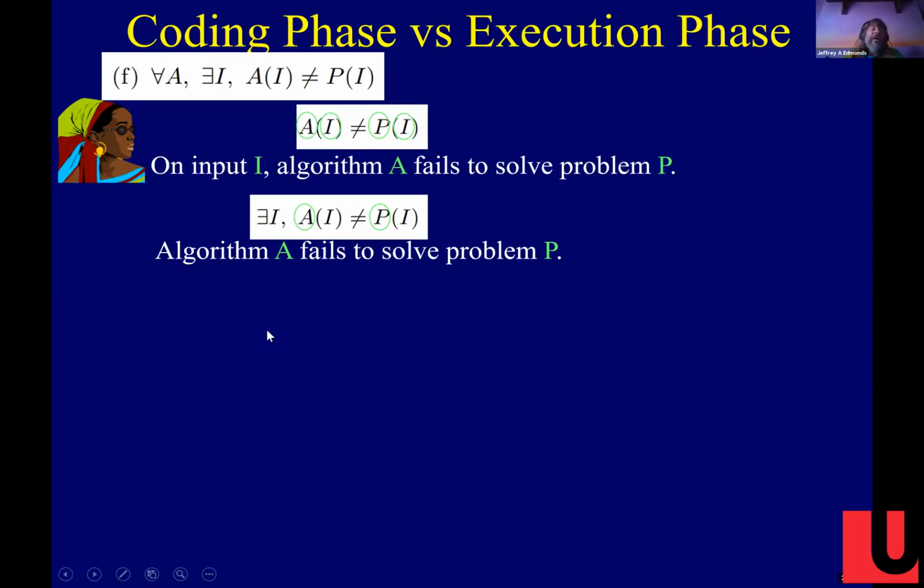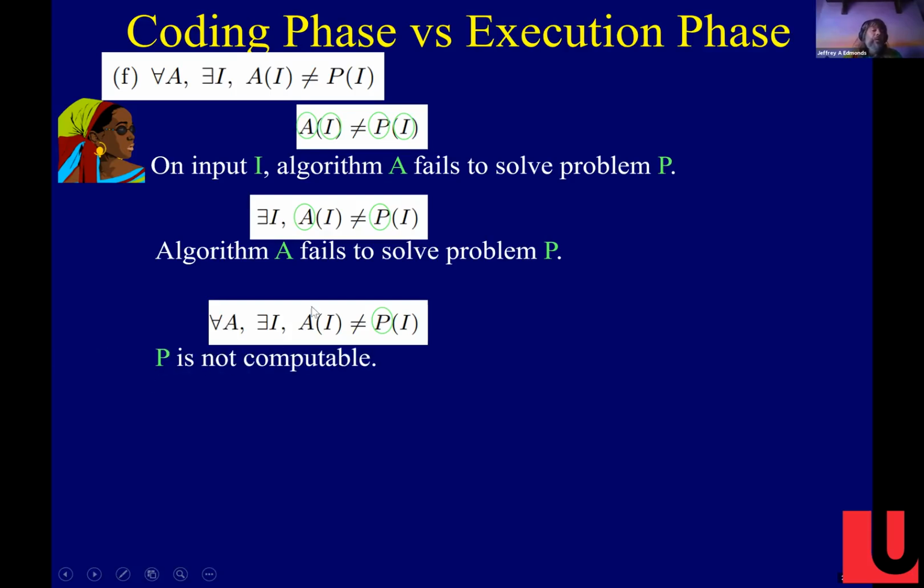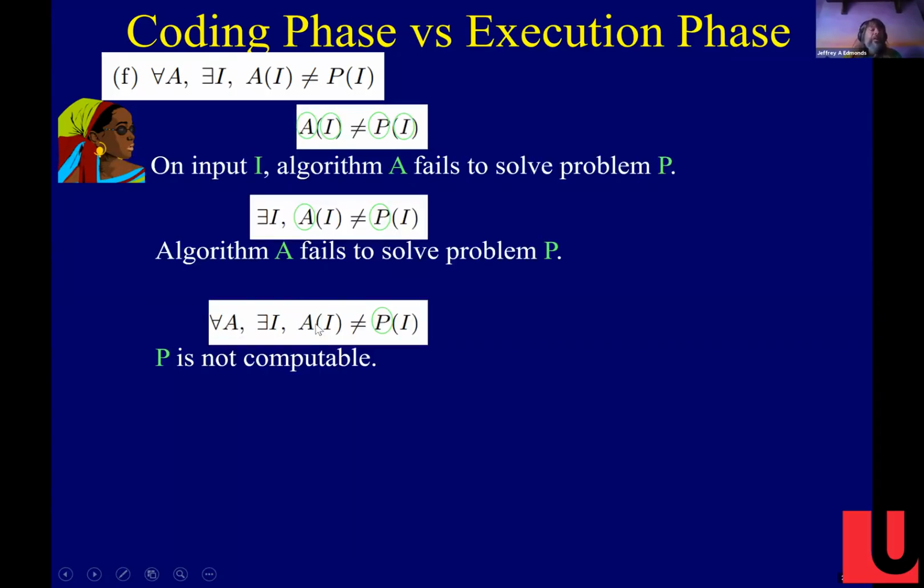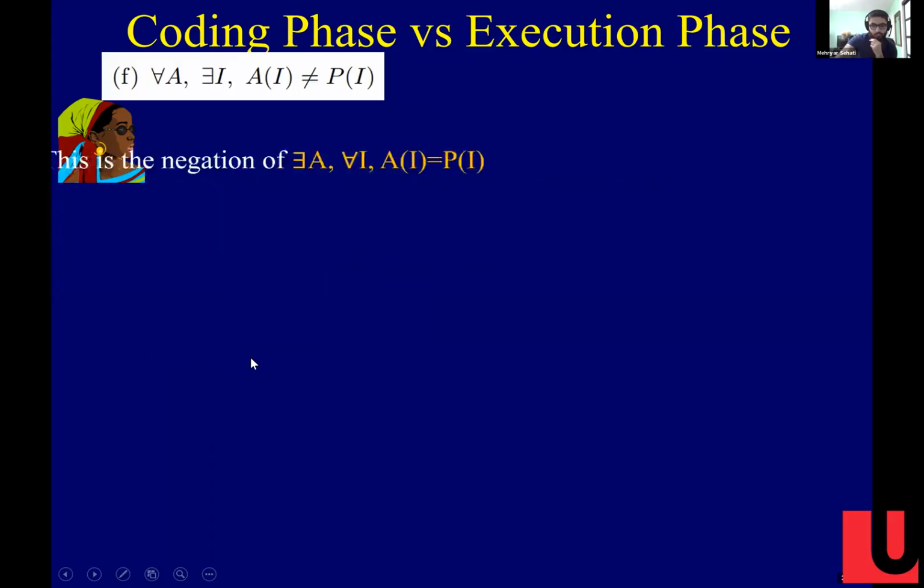And then here he's saying every algorithm fails to solve P, right? P is not computable, right? That's what this says. Everybody buy that? It says every algorithm fails to solve P. Why? Because P is not computable.